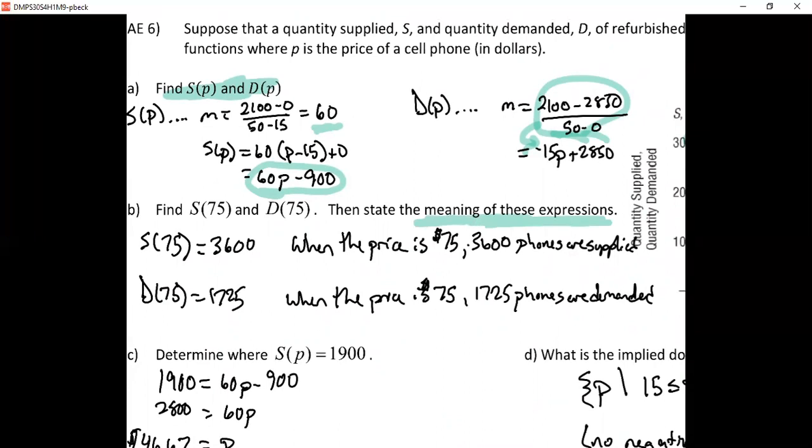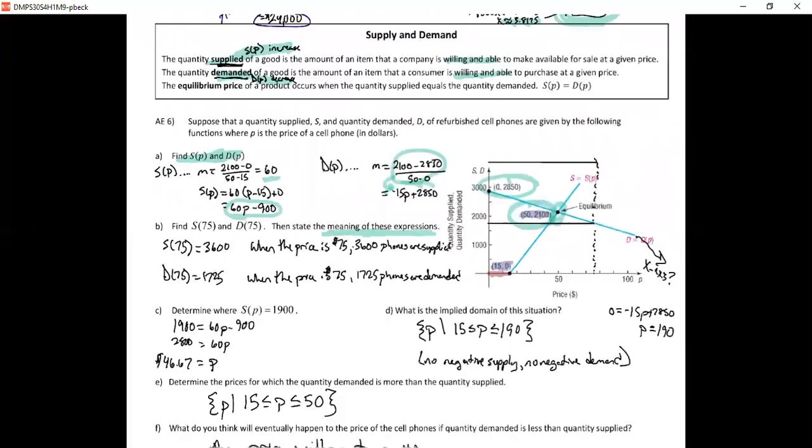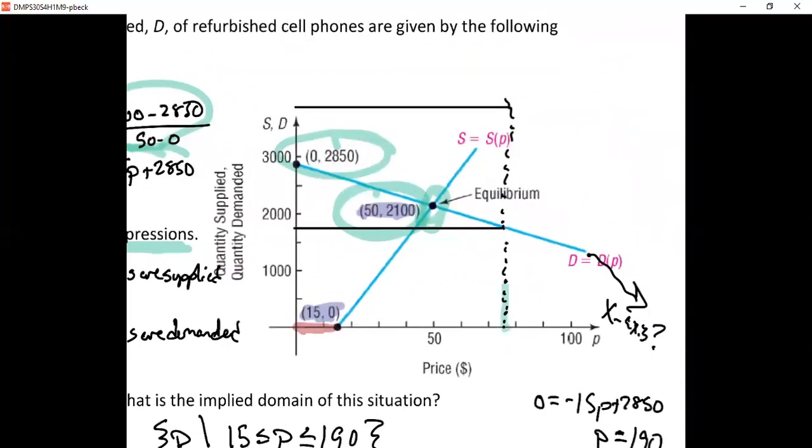So when the price is $75, 3,600 phones are supplied. And then when the price is $75, 1,725 are actually in demand. What this means in this situation, as I look at this, I'm like, there are a lot of unused phones. In fact, there are over 2 times the number of phones that are needed. So as you look at your graph, this is where we have 75. You can see we have an extreme oversupply in that graph. And with that oversupply, most likely the price of these cell phones would go down just so that we can meet equilibrium.